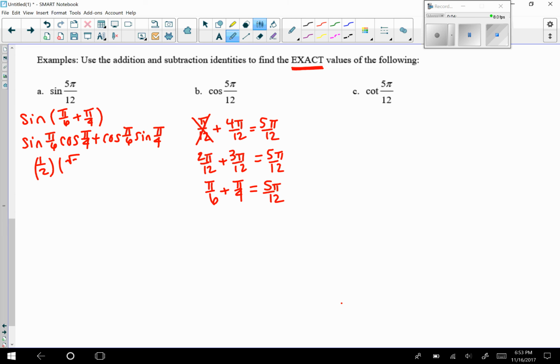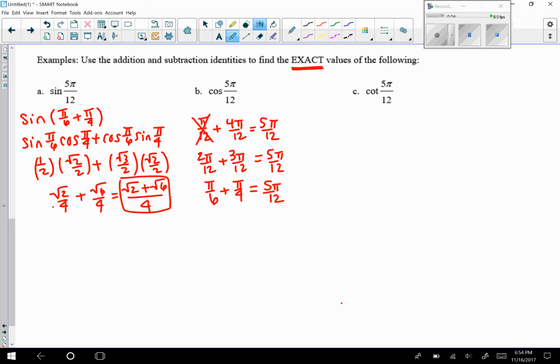Cosine of pi over 4 is root 2 over 2, plus this would be root 3 over 2, and root 2 over 2 from our unit circle. So to multiply fractions, remember we multiply straight across, so this is root 2 over 4 plus root 6 over 4. Because we have common denominators, we can combine the numerator, so root 2 plus root 6 all over our common denominator, which is 4. So this would be my solution.